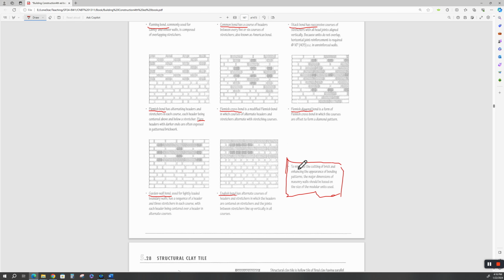So, thing to remember though is to minimize the cutting of brick and block. Cutting CMUs is a pain. Cutting brick is easier than CMUs. To minimize the cutting of brick and enhance the appearance of bonding patterns, the major dimensions of masonry walls should be based on the size of the modular units used.